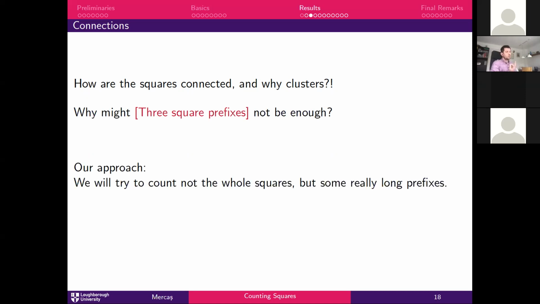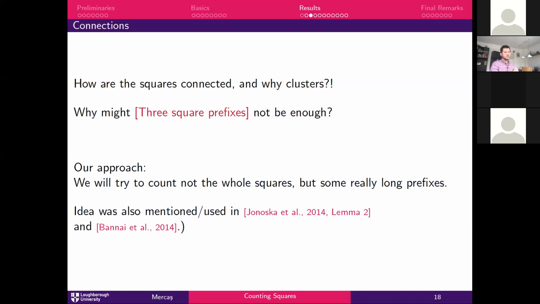Also, another thing that we try to do is not count the whole squares. What we did is actually count some really long prefixes of squares based on some properties. And the idea of this was not actually new, as, for example, in a paper of Jonoska, Manea, and Seki, what they did in the lemma is show that you do not actually need the 3-square prefixes in totality, but you can actually subtract one of the last letters of each of the squares. So that's enough.